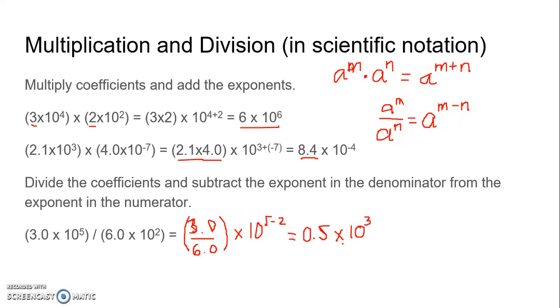Now this is not a correct scientific notation yet, because my coefficient here is smaller than 1. If I want to make it greater than 1, I have to multiply 0.5 by 10. And because I multiply this by 10, I have to divide the power of 10 by 10. So here my final answer is 5 times 10 to the second, because 3 minus 1 is 2.